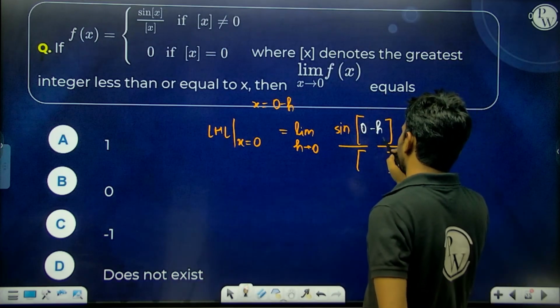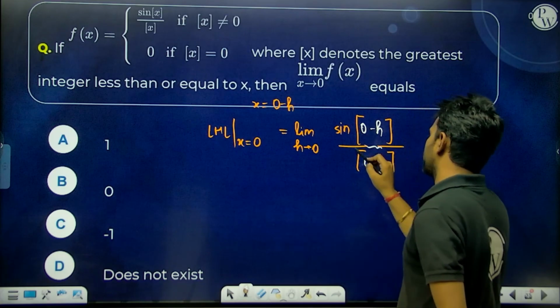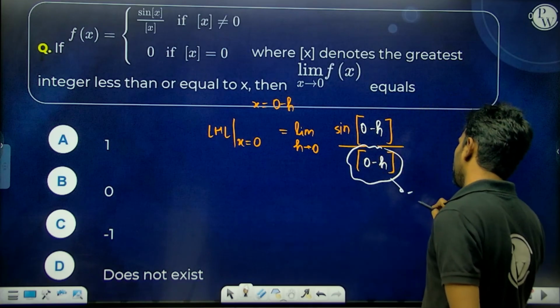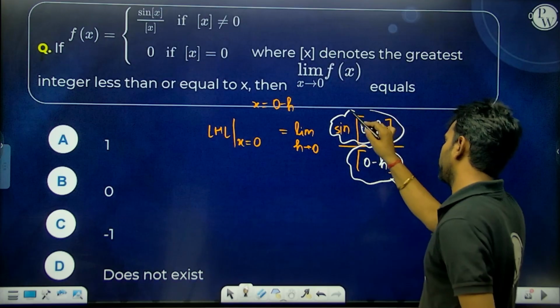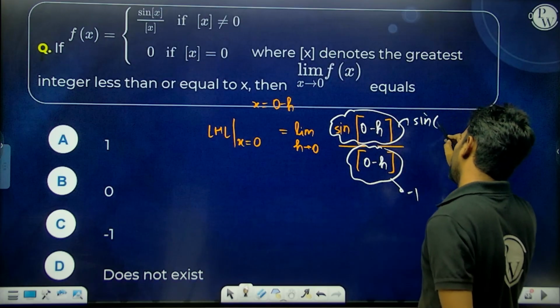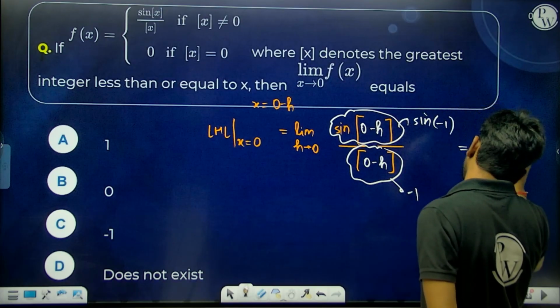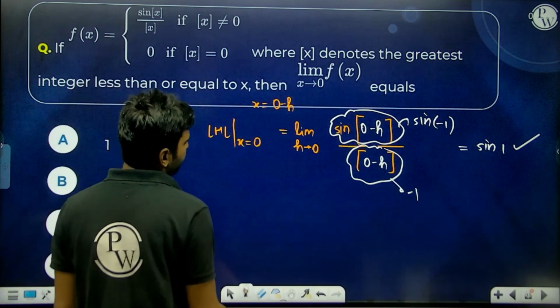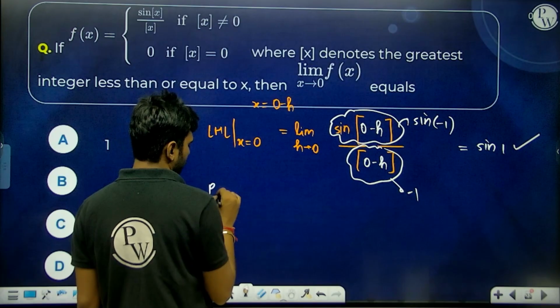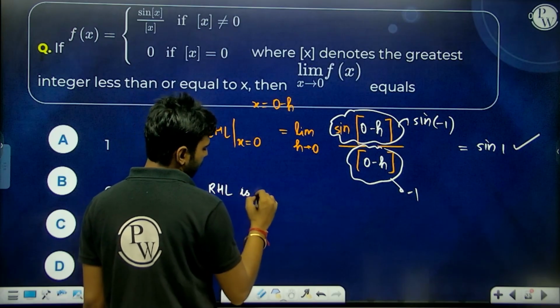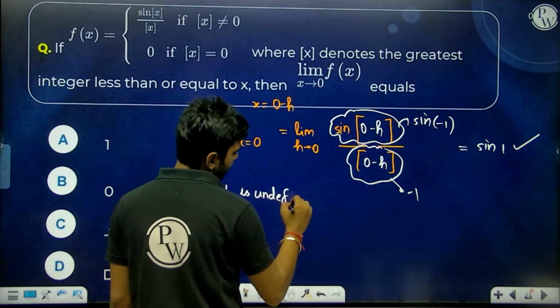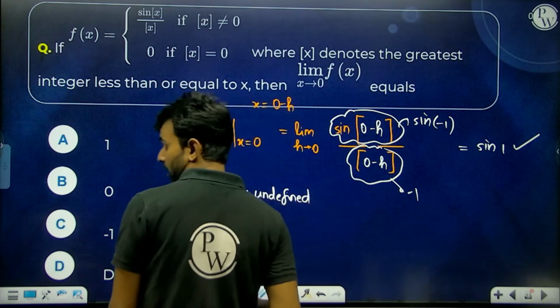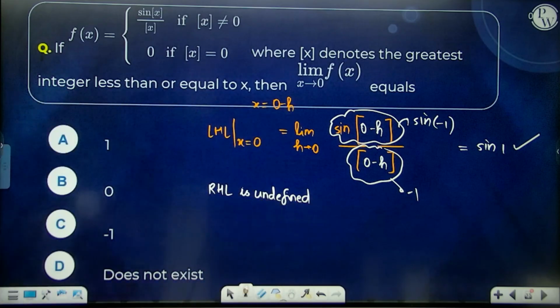So the moment you put it over here, the denominator is going to be minus 1, and the numerator is going to be sine of minus 1. So it is going to be nothing but ultimately sine 1 only. Yes or no? Similarly, RHL can be evaluated. And RHL is undefined. Yes or no? Because the denominator will become exactly 0 in that case. So RHL is undefined over here. I hope you are clear with this. So this limit does not exist.